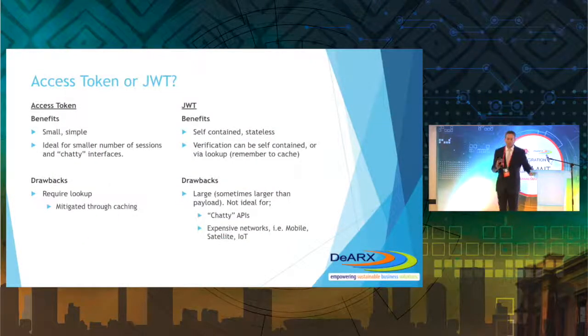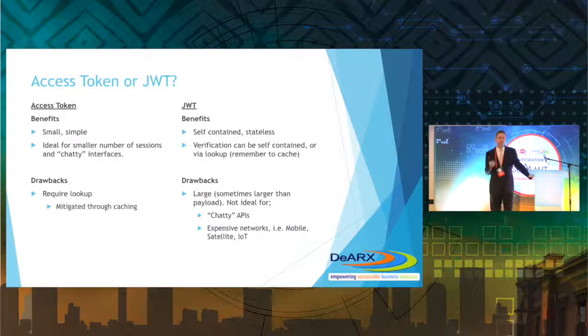Now, what we sometimes forget is that there are different benefits and drawbacks of these two approaches. In a typical scenario where you compare these two, the benefits of the one are the drawbacks of the other one. So what we found works very effectively is using access tokens where we've got very chatty API calls, because the token is nice and small, it doesn't use up a lot of bandwidth, and it's easy to manage.